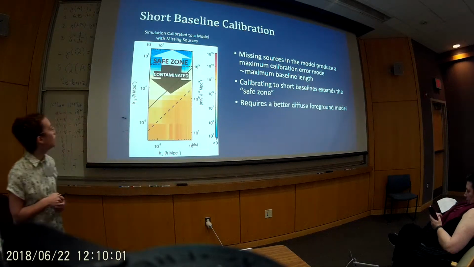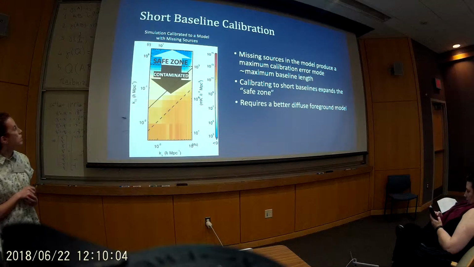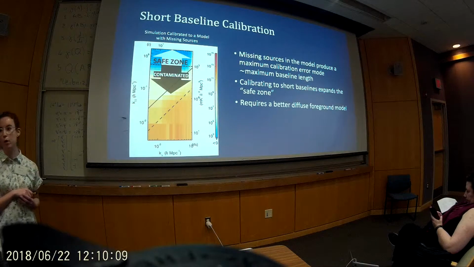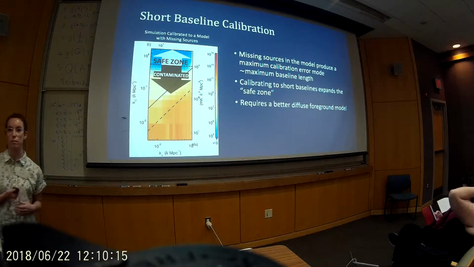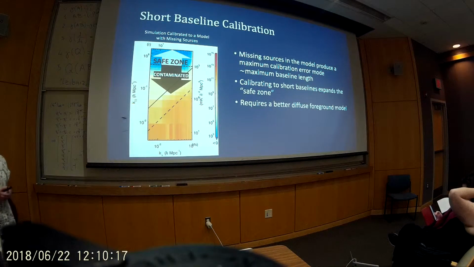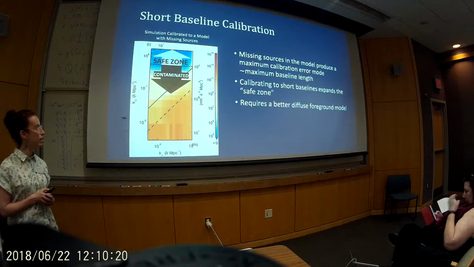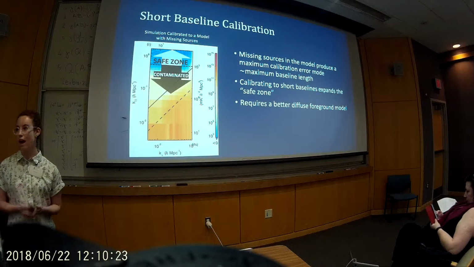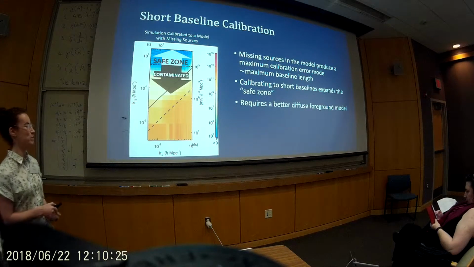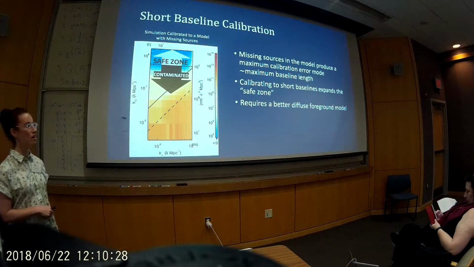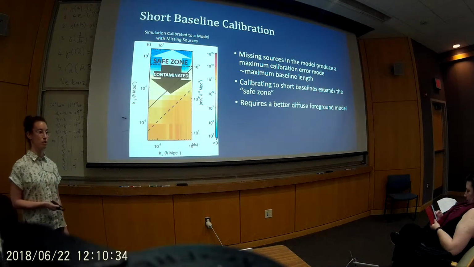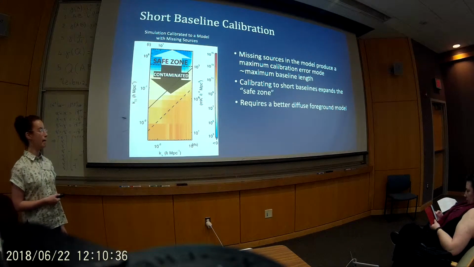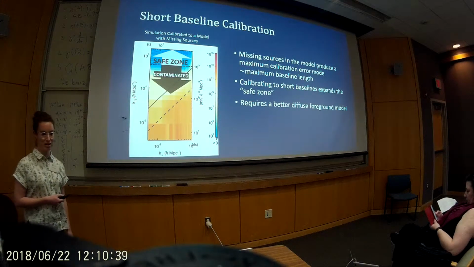And basically, this is what we found in simulation, that we have a contaminated region of the power spectrum space and then a safe zone that's proportional to the maximum baseline length we use in calibration. So this really makes the case for short baseline calibration that we need to be using. And like I said before, we can't calibrate on modes where we don't have a model. So we need a better diffuse foreground model. This also goes back to polarization, as we were just talking about. We find that diffuse emission is extremely polarized, and so we need to get polarization right to do that.